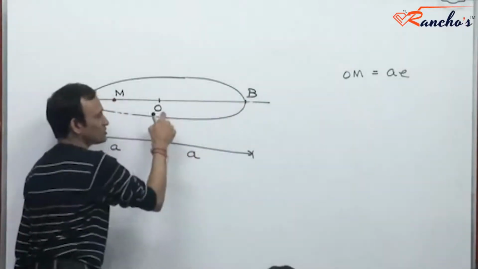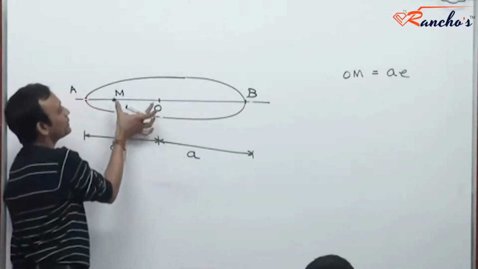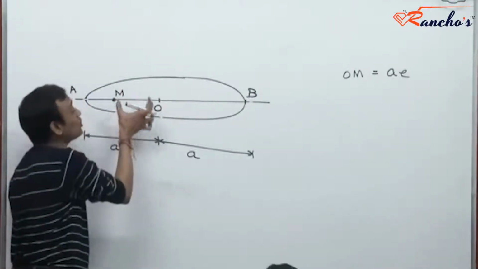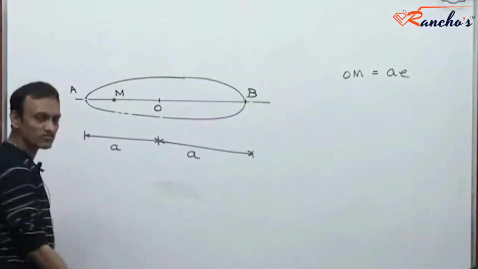The midpoint of the major axis or the midpoint of the minor axis, that's the center of the ellipse. And OM, like I said, would be ae. The coordinates of M were (-ae, 0), so OM would be of length ae. e is the eccentricity.